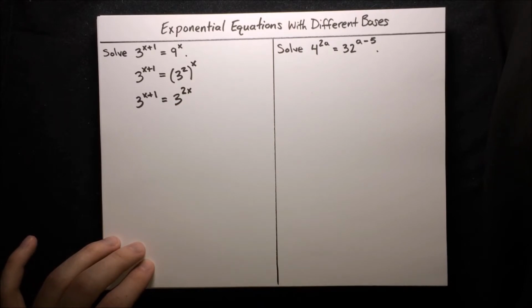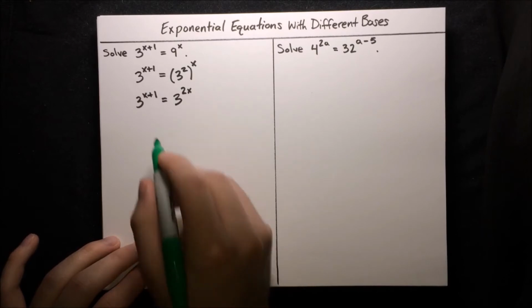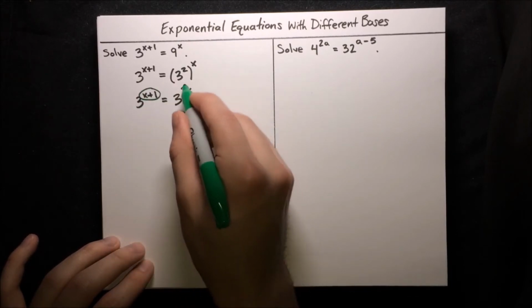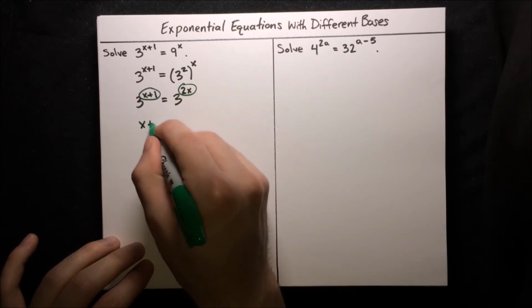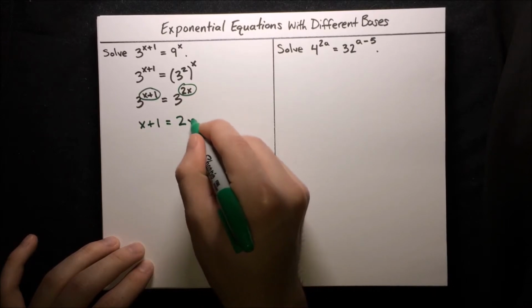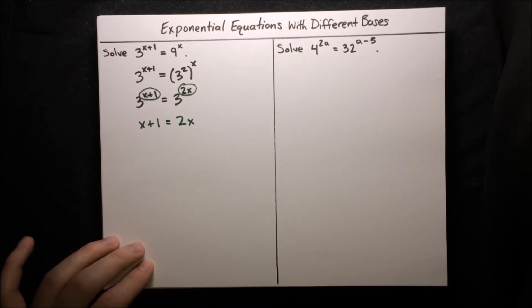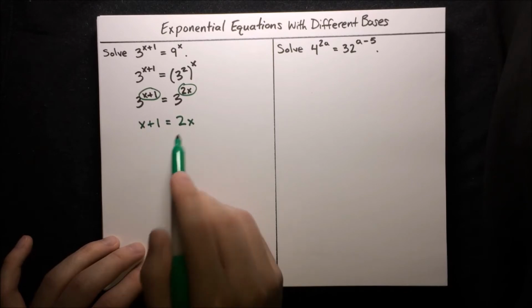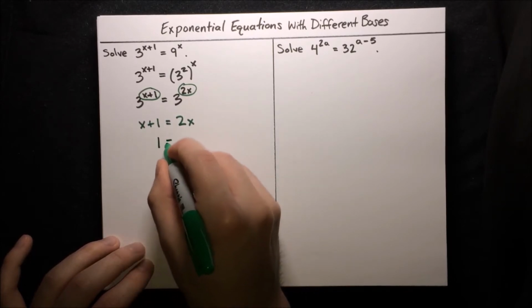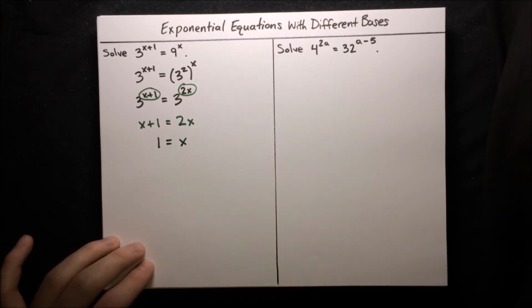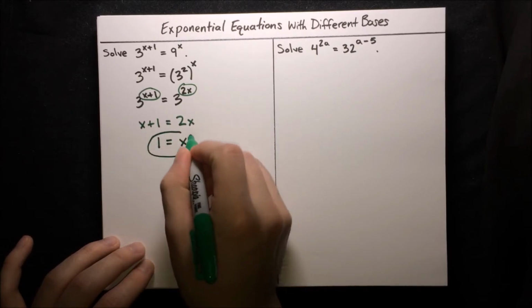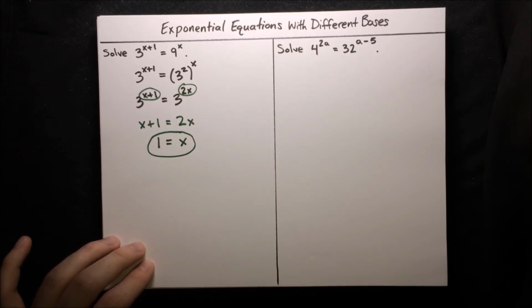Now, since 3 to the x plus 1 and 3 to the 2x have the same base of 3, their exponents have to be equal. So x plus 1 has to equal 2x. And now that's a pretty simple equation to solve. We just subtract x from both sides and get 1 is equal to x. And there we go. There's our solution. Let's try that again on the next problem.